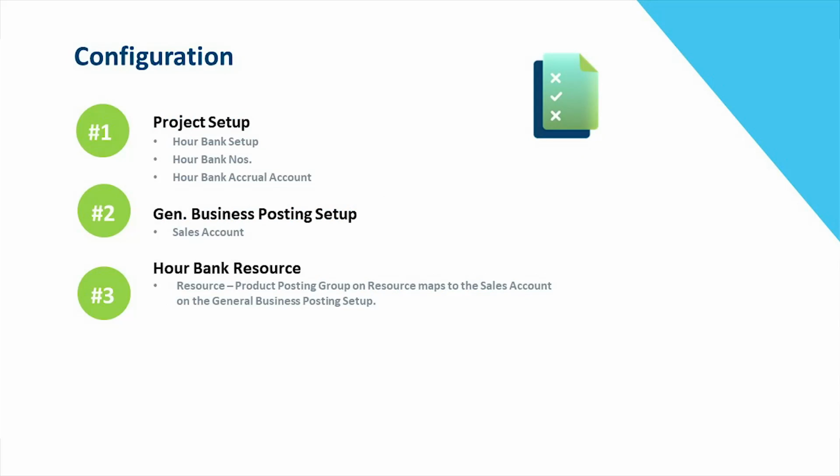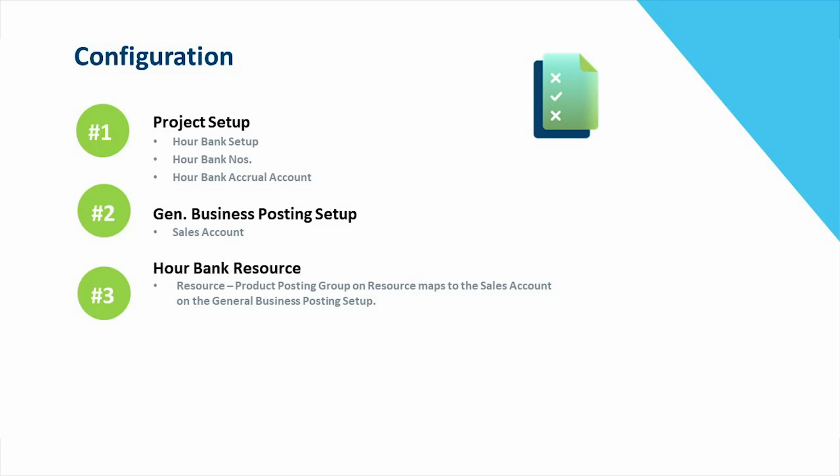Setting up your Hour Banks is important, and this is a one-time setup for these three areas. First, you'll set up your project setup screen, and in there is an Hour Bank numbers field in the Hour Banks Fast tab. This just allows you to auto-increment your Hour Bank IDs if you desire. You can manually enter those IDs instead of using auto-numbering. Also, there's the Hour Bank accrual account, and that account is required because you'll post the sales invoice, and it will then classify it to the Hour Bank accrual account through the Hour Bank to GL posting process.